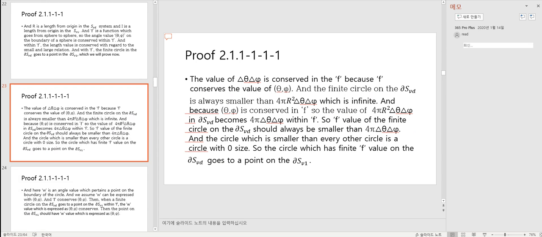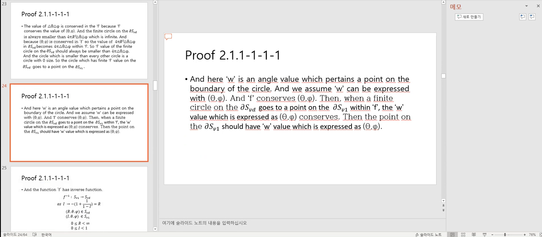So F value of the final circle on the dsVD should always be smaller than 4 pi delta zeta delta psi, and the circle which is smaller than every other circle is a circle with zero size. So the circle which has final F value on the dsVD goes to a point on the dsV1.